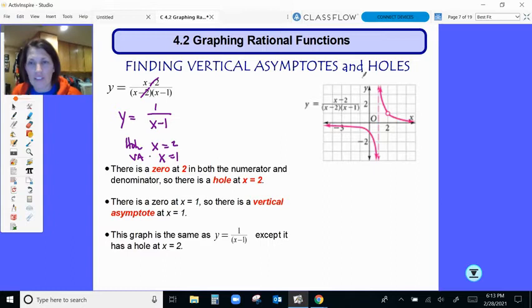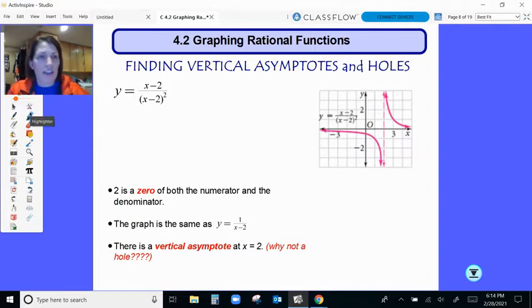Because my factors canceled out, there's my hole. So I come over here where x is 2, and I go up to the graph and I put the hole in. So that's how you graph those holes. I go over where x equals 2, go up to the graph, and where it intersects the graph, that's where my hole is. And of course, I have my vertical asymptote here at x equals 1. So I have both a hole and an asymptote there.